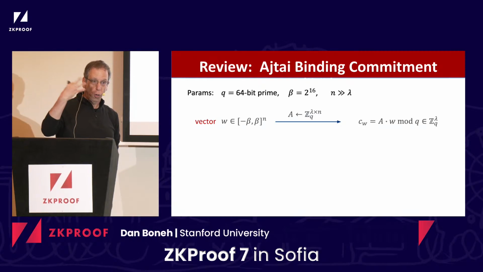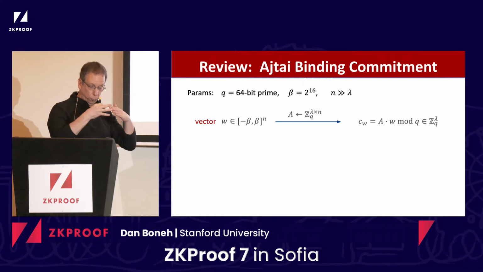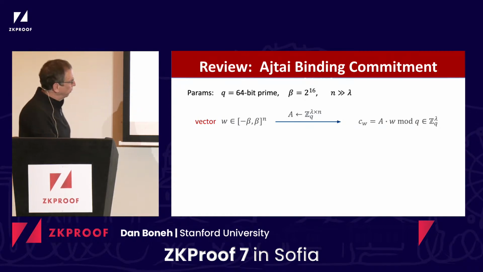The hash of W also lives in the field FQ, or ZQ rather, so we end up with only one field that needs to be supported by the circuit. So that's issue number one.